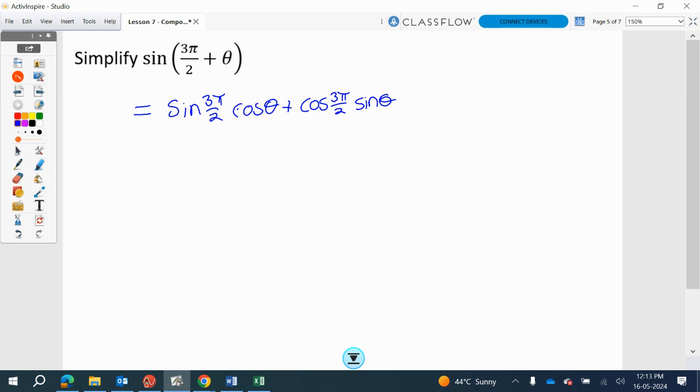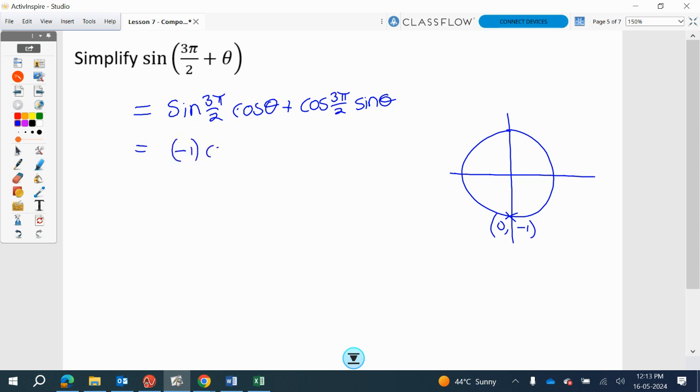Next up, we need to simplify. So I would simplify this type of values using the unit circle. 3 pi over 2 is this spot. This is 0 comma minus 1. The coordinate there. So the cosine value is 0 and the sine value is negative 1. Put the values in, so especially for a simplify or show that type question, you can see how you're making your simplification. And this gives us minus cosine theta.